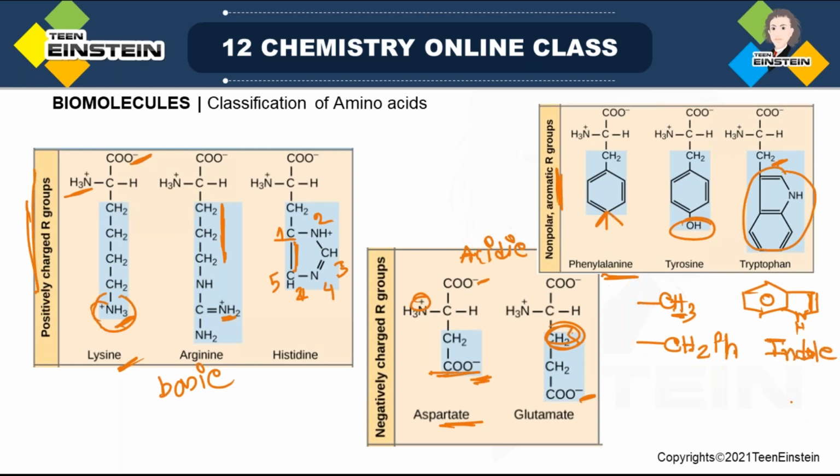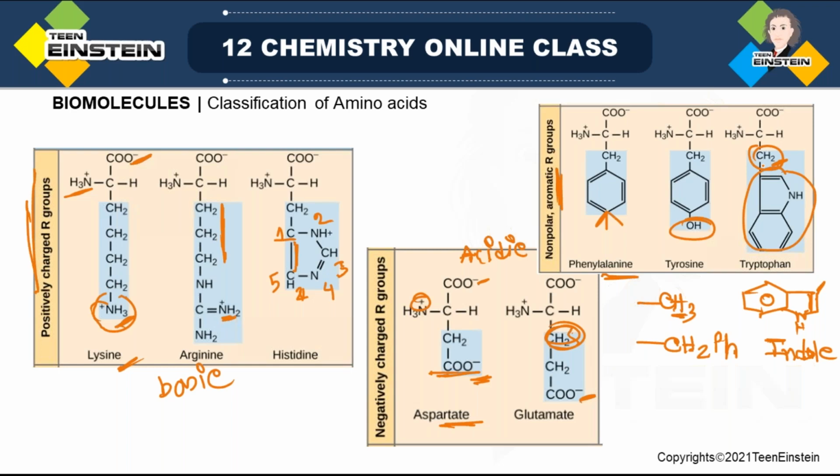Which is an important heterocycle, and this heterocycle moiety is present in the side chain along with this CH2. So CH2, then indole, as if this is the connection point where it is attached to this CH2. But considering this CH2 and the indole moiety together, it is the amino acid which is known as tryptophan. Fine.